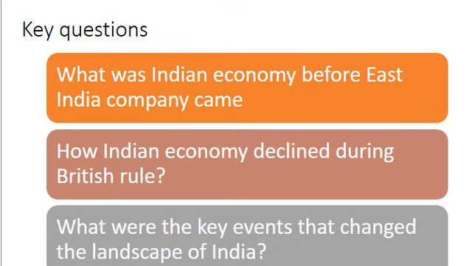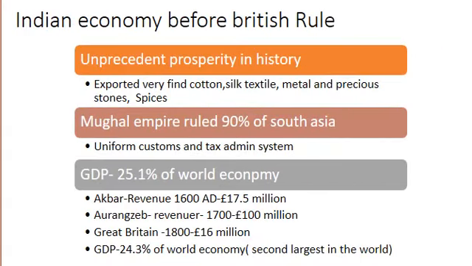Now, when the Mughals came in 1526, India experienced a lot of cultural turmoil. However, the gross domestic product of India in the 16th century was 25.1% of the world economy. The annual revenue of Akbar's treasury in 1600 AD was about 17.5 million British pounds.